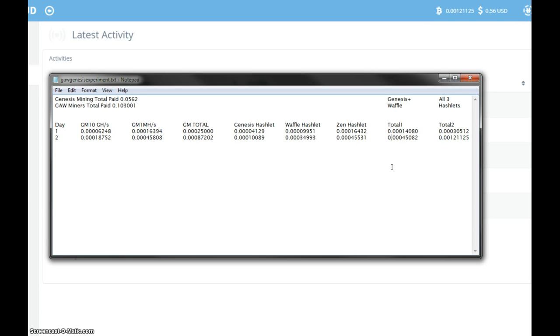Genesis mining on day one were better than the Zen Hashlets. They were better than the Genesis Hashlet, the Waffle Hashlet, and even the Zen Hashlet. Now the Zen Hashlet surprised me, because I honestly thought that the Zen Hashlet payout would be better than the Genesis mining 1 mega hash payout. I really thought that. I'm just sort of surprised. So we'll see what the payouts are like tomorrow.